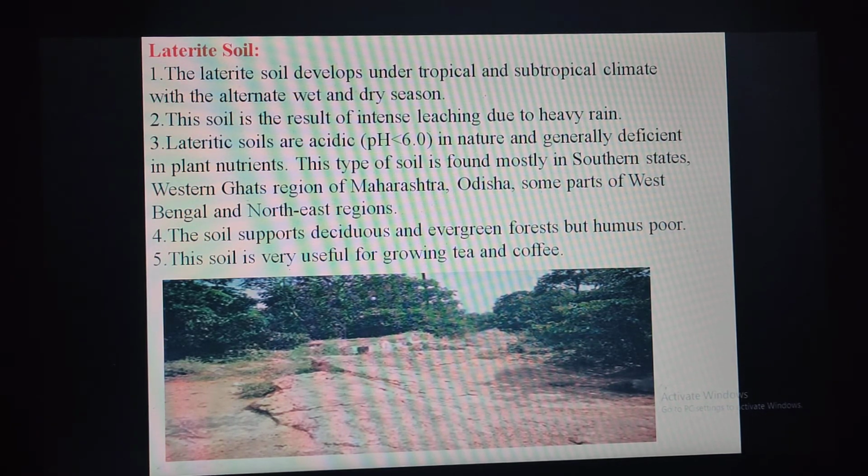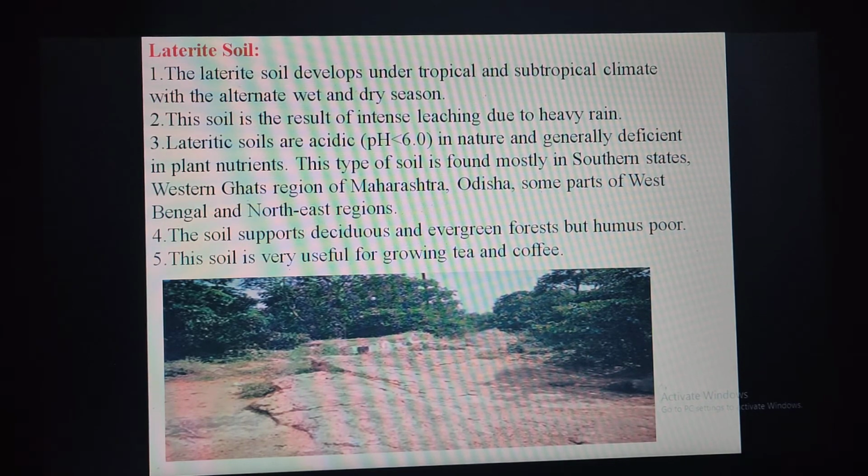This type of soil, laterite soil, is mostly found in southern states, Western Ghat regions of Maharashtra, Odisha, and some parts of West Bengal and the Northeast region. This soil supports deciduous and evergreen forests but is humus poor. This soil is very useful for growing tea and coffee plants.